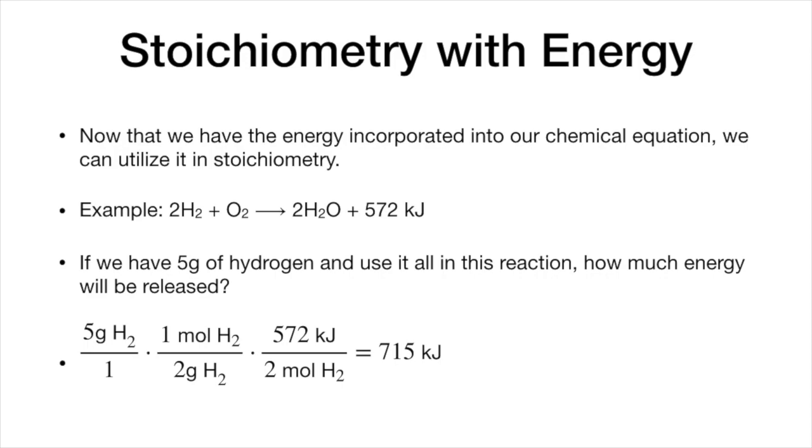And then, if you look at the equation, the coefficient by H2 is 2. So we have 2 moles of H2, and on the right, we have 572 kilojoules. So 2 moles of H2 correspond to 572 kilojoules. And so when we multiply it all out, we get 715 kilojoules as the final amount of energy.